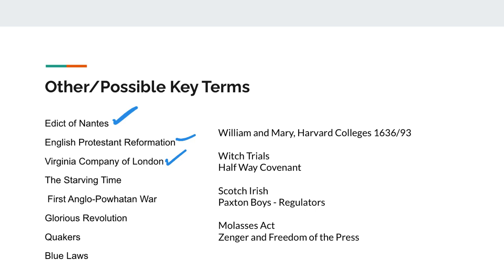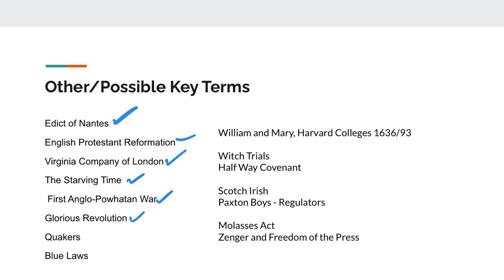The Virginia Company of London, and the ideas of the joint stock company. They're going to be the guys that set up Jamestown. The starving time was that initial time after Jamestown was started, and they starved and turned to cannibalism. I'm not really worried about the first Anglo-Powhatan War, but yet again, the conflict between the Jamestown settlers and the Native Americans, very similar to King Philip's War.